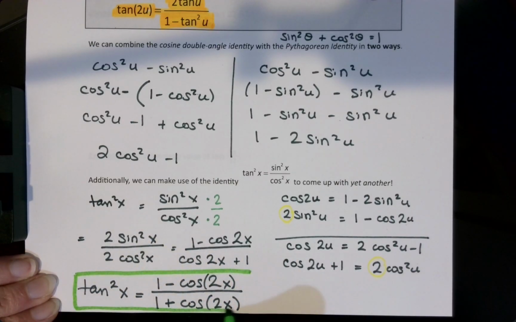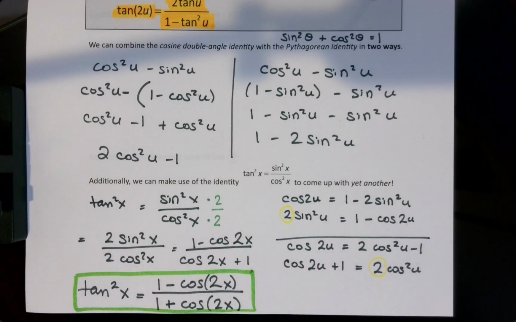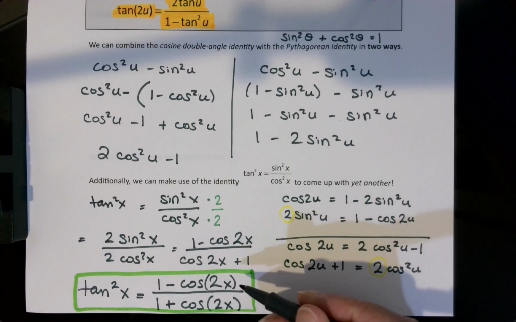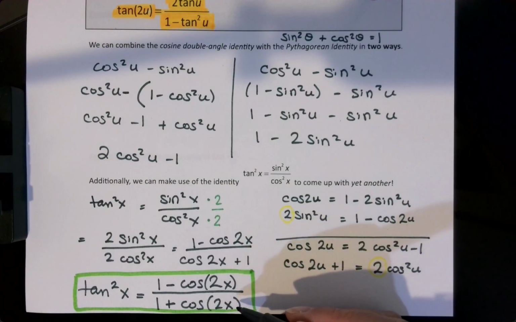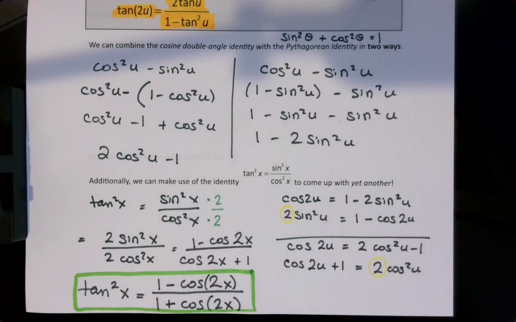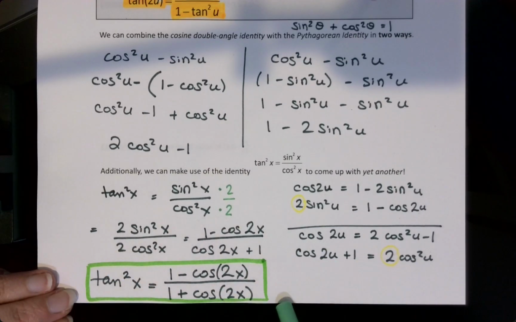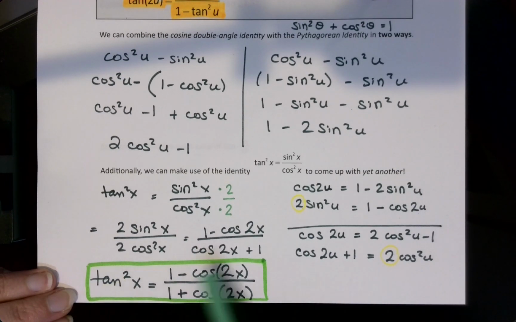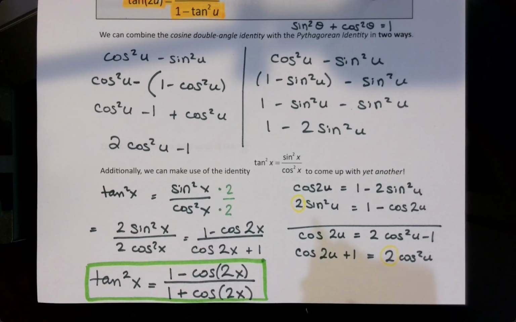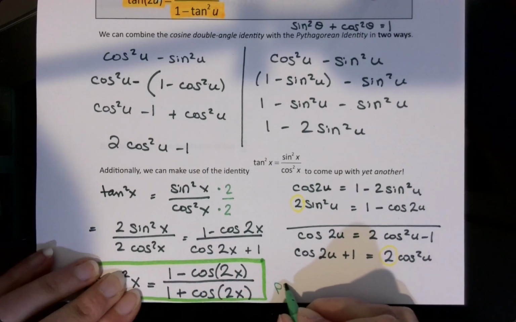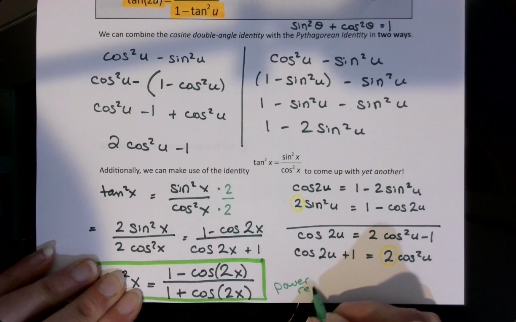And in terms of making things simpler, if you had something like tan squared x, you could argue that this has two functions. However, it has a lower power, so it's potentially a simpler function. Depends on what your goal is again. This identity is called a power reducing identity because we've taken something that has a square down to something that does not have a square. So this is an example of a power reducing identity.